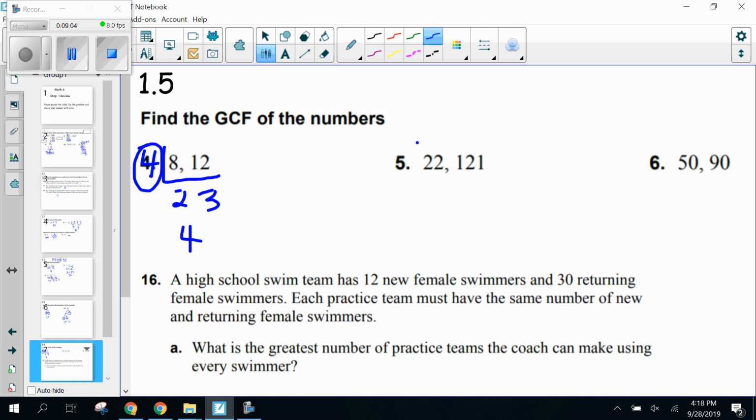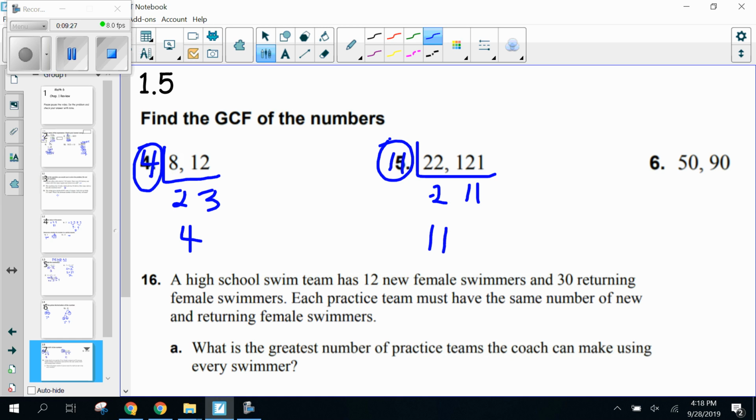Okay, for number 5, a little tricky. Those are both multiples of 11. So right away, that's what we have to go for there. And when we divide 22 by 11, we get 2. And 121 by 11, we get 11. So they're only divisible by 1. So again, we're done. And 11 is the GCF.